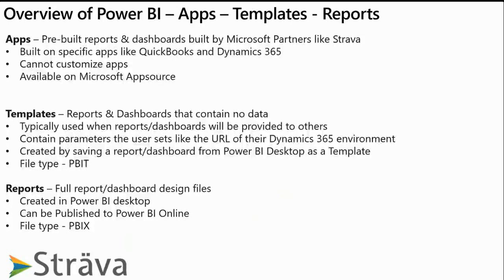So let's start off with apps, or applications. Apps are pre-built reports or templates that are typically built by Microsoft partners like Strava. If we want to sell those reports, the best way for us to do that is to develop an app out of the report or dashboard. It's typically built on specific applications or data sources like QuickBooks or Dynamics or Power CRM, and it's usually specific to one application or one underlying data source. If you want data from two sources, like Dynamics or Power CRM and QuickBooks, you would typically go into the desktop and build your own.